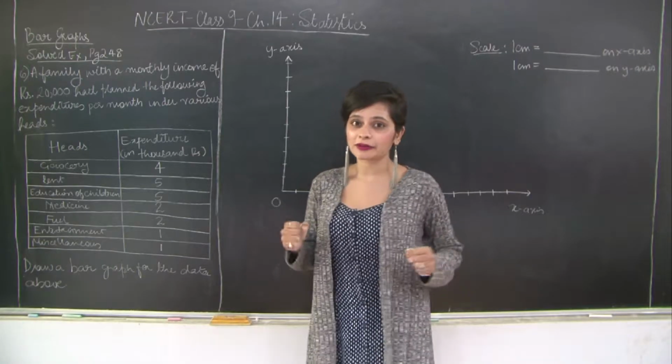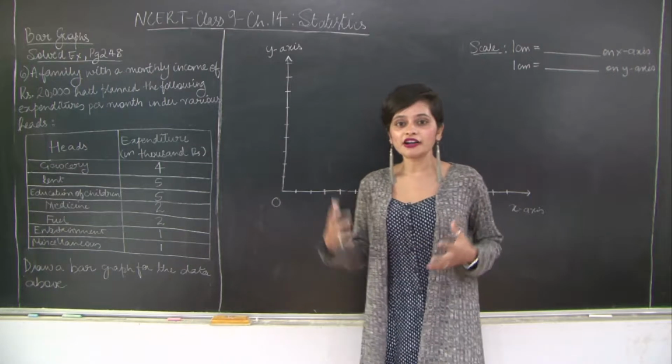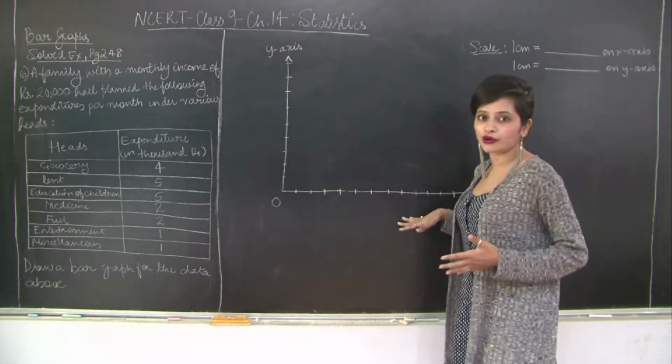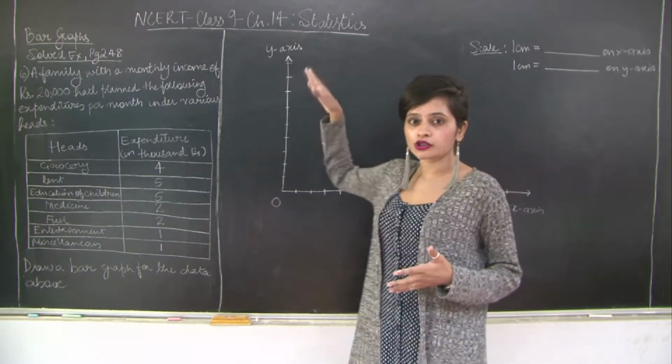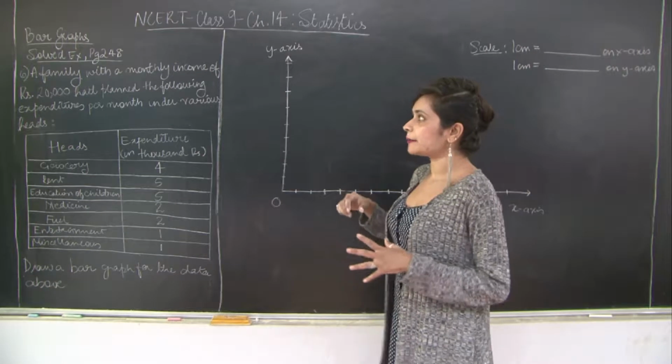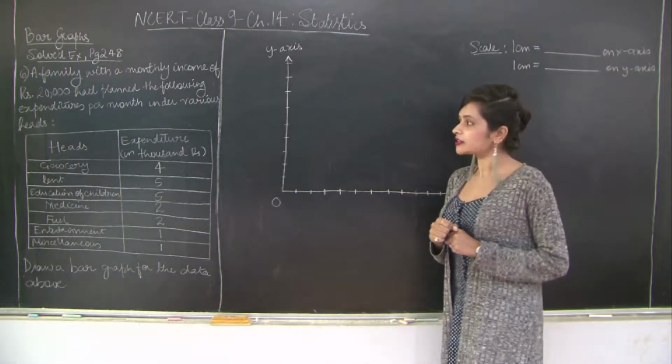A bar graph is a pictorial or graphical representation of data, wherein bars of finite width are plotted on the x-axis, where the x-axis is going to be your variable and the y-axis is going to be fluctuating values. So now let's take a look at solved example number 6 on page 248 of your textbooks.